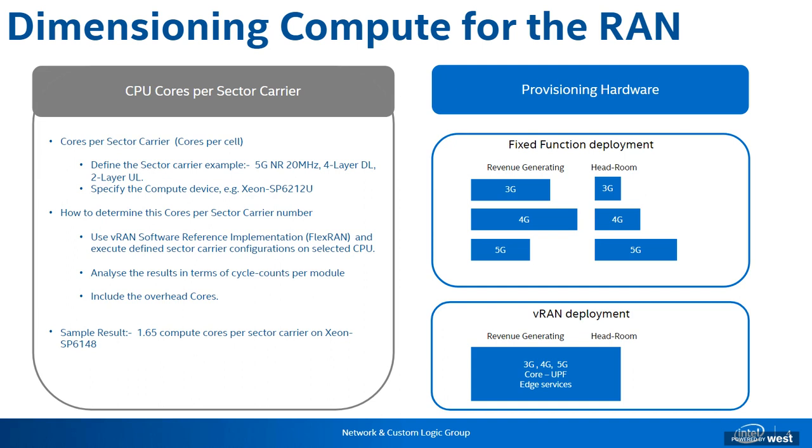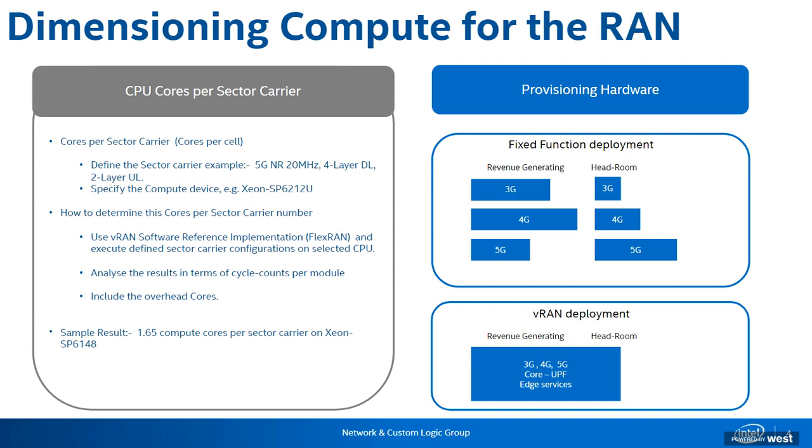And then, when we have that number, think in terms of an operator that's deploying, provisioning the hardware at one of these locations. As Sue mentioned earlier, there's a level of overhead always required and always baked in. And in a fixed function deployment, it's very important to limit that over provisioned hardware.